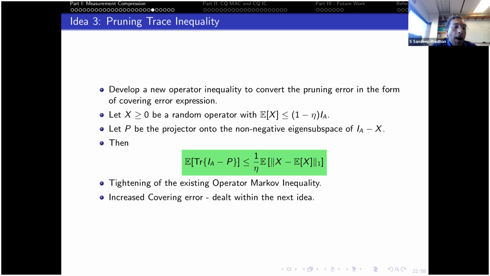The classical Markov inequality says what's the probability that x is greater than some constant a, and we upper bound that by the expectation. In the operator case, we have the operator Markov inequality, which bounds the probability that it is not less than some operator. And here we have a slight tightening of that. So that's one idea.